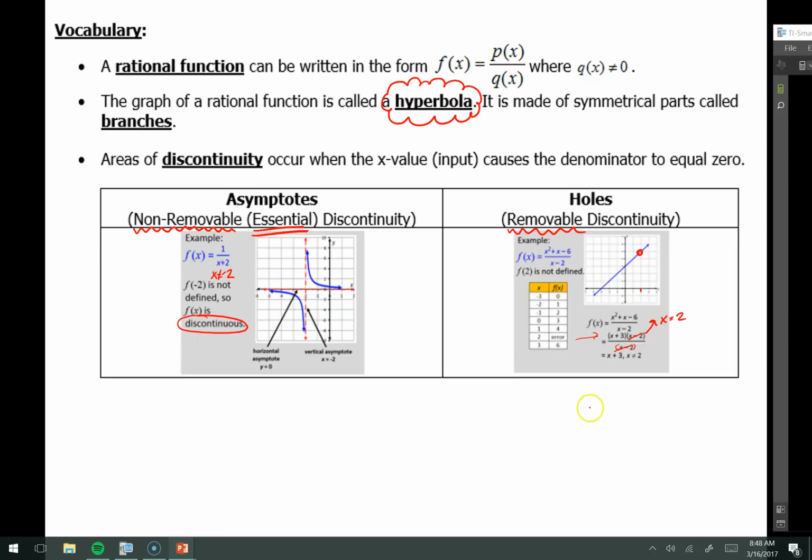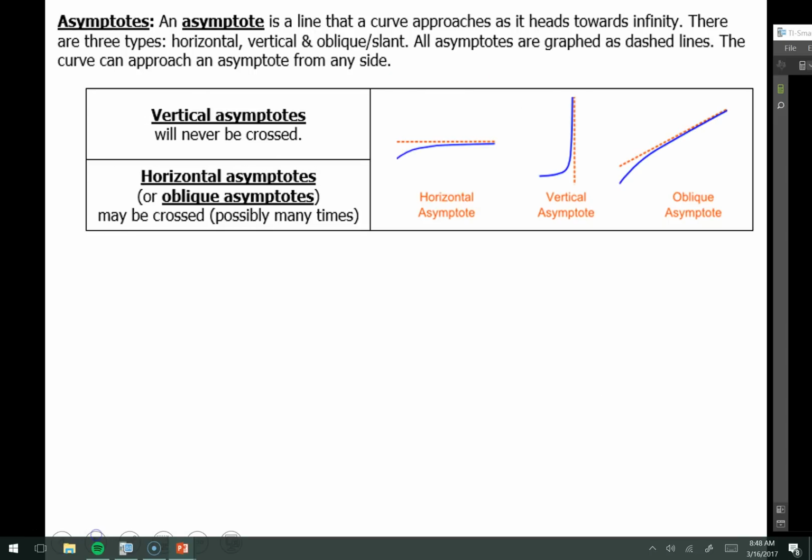And that hole is going to be indicated with an open dot on the graph to make that a little bit more clear for you on your screen. We'll talk more about how to find the y value of that ordered pair for the hole once we get to that part of the notes.